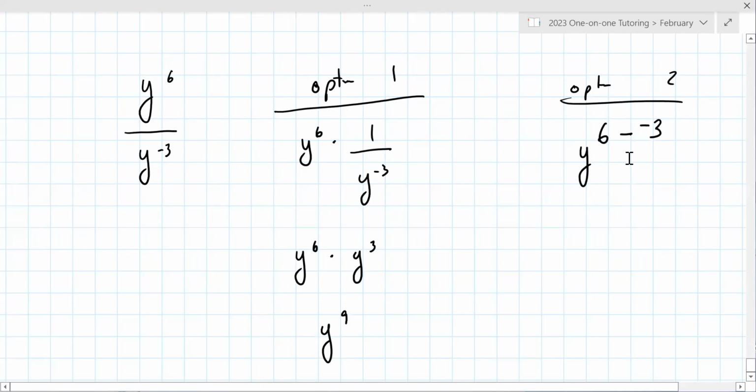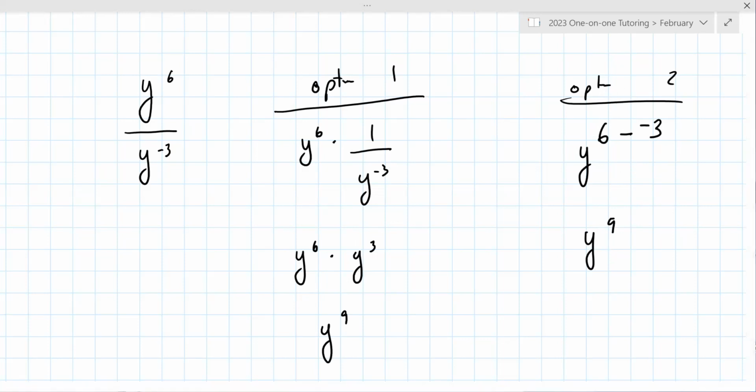Minus a minus 3, and that becomes y to the 9. So if you want to know why I choose this one on the right, it's because it's less writing. I'm also very comfortable with subtracting negatives now, but they're the same. They're totally the same. Be wary of people that say this is the best way to do it. There's usually more than one way to get there.